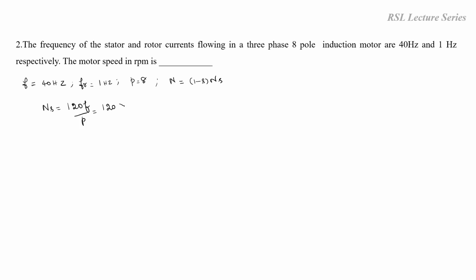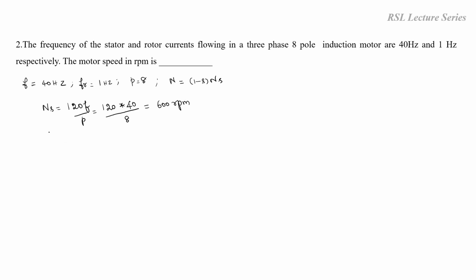So 120 into F, where F is nothing but the frequency of the supply voltage or stator current. So 120 into 40 divided by 8. So on simplification, we'll get 600 RPM. So this is the synchronous speed.